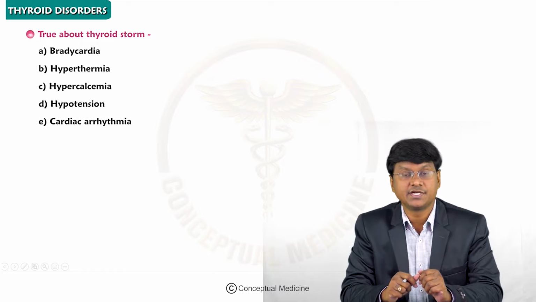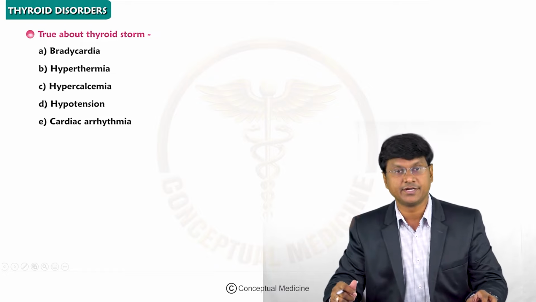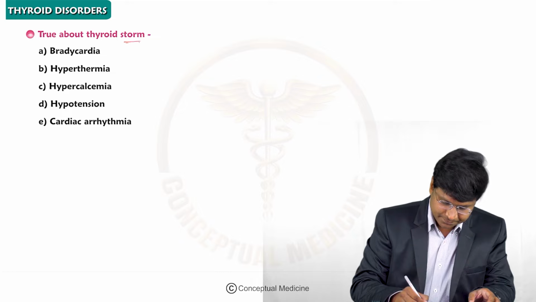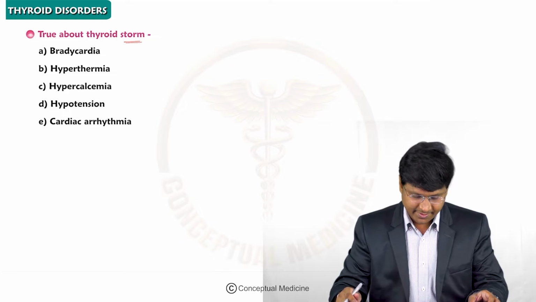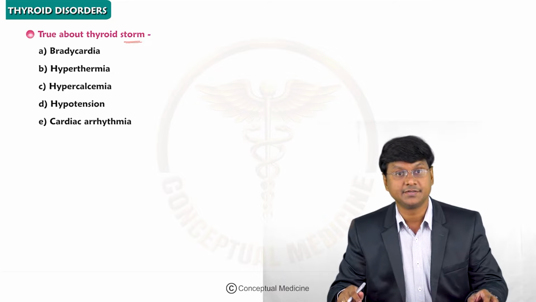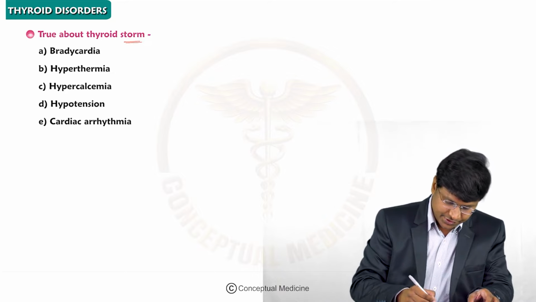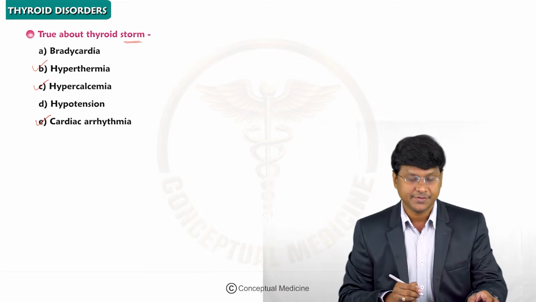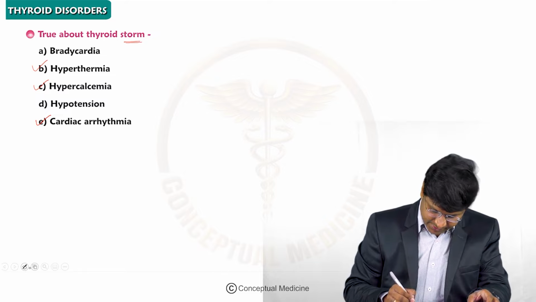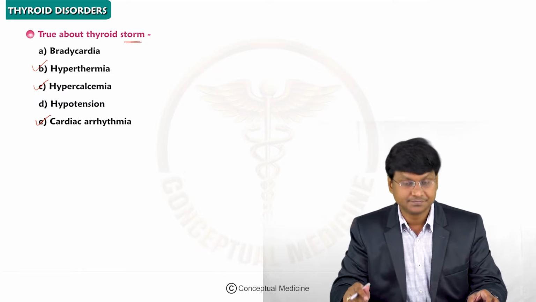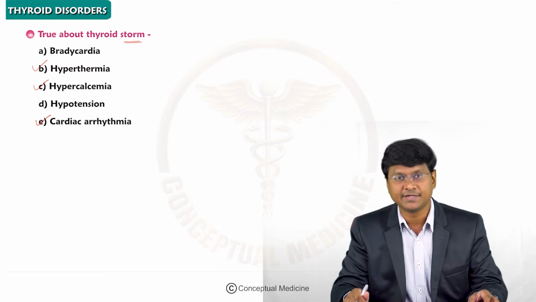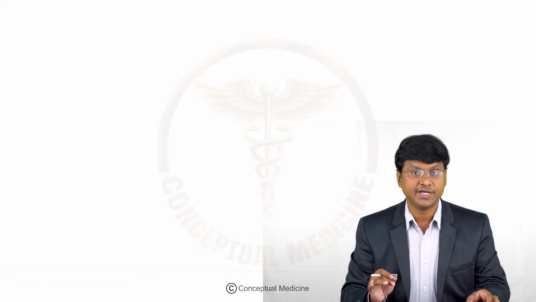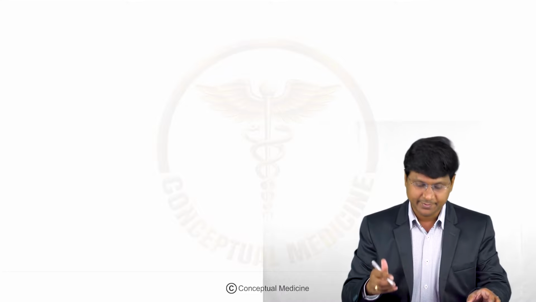So now let me discuss the clinical features in patients with thyroid related disorders. Just see a question here. What is a true statement about thyroid storm? Bradycardia, hyperthermia, hypercalcemia, hypotension, cardiac arrhythmias. The answer to this question is hyperthermia, hypercalcemia, and cardiac arrhythmias. Now let me discuss the clinical manifestations of thyroid related disorders, and then we will come back to this question once again. Let me explain by comparing hyperthyroidism and hypothyroidism.